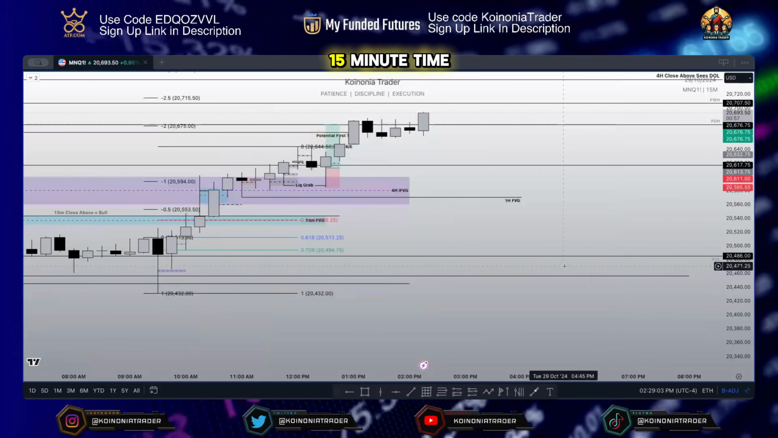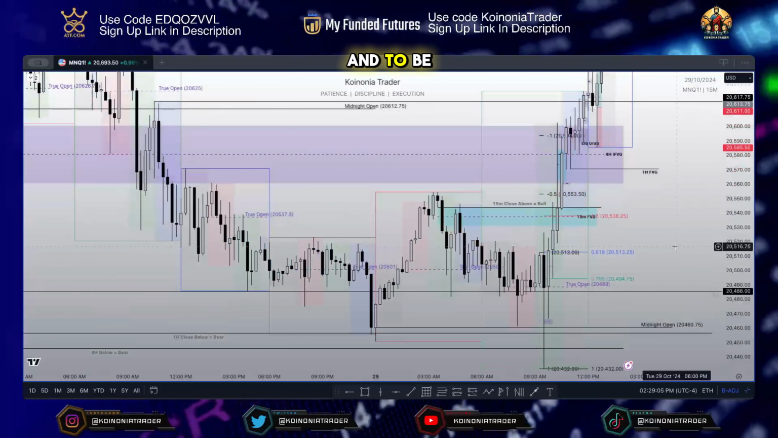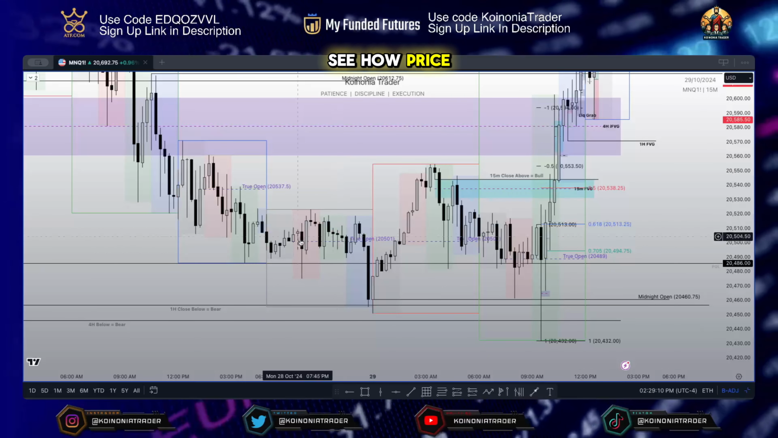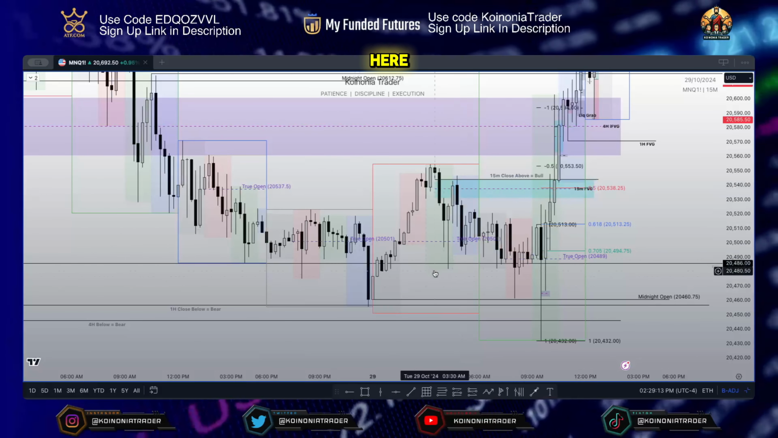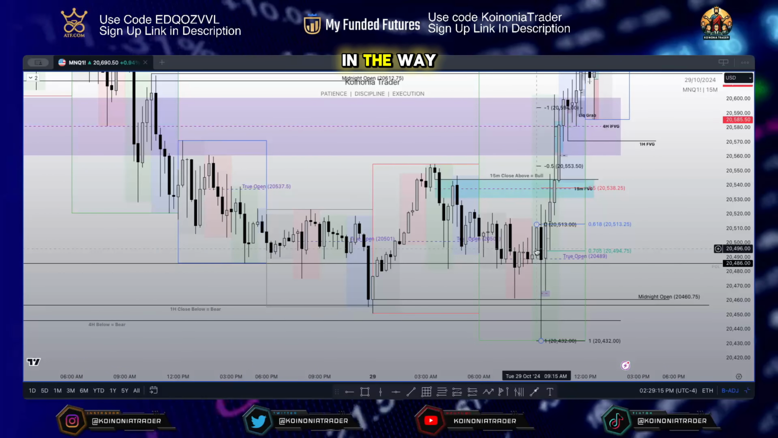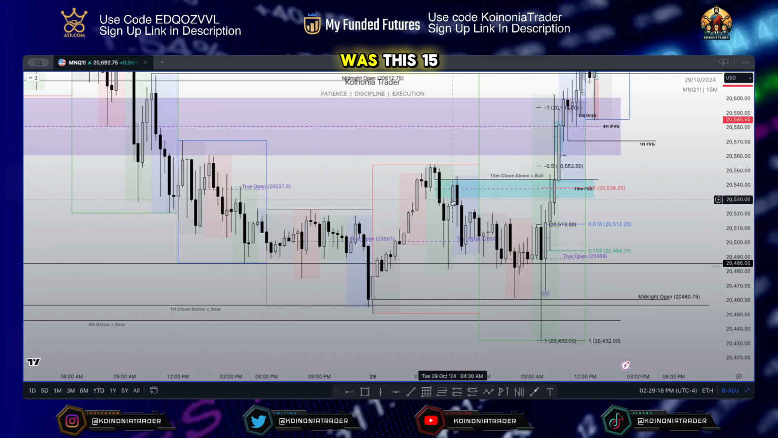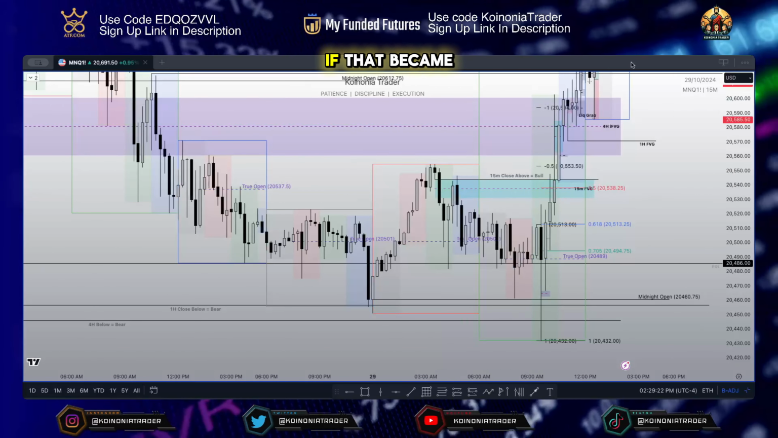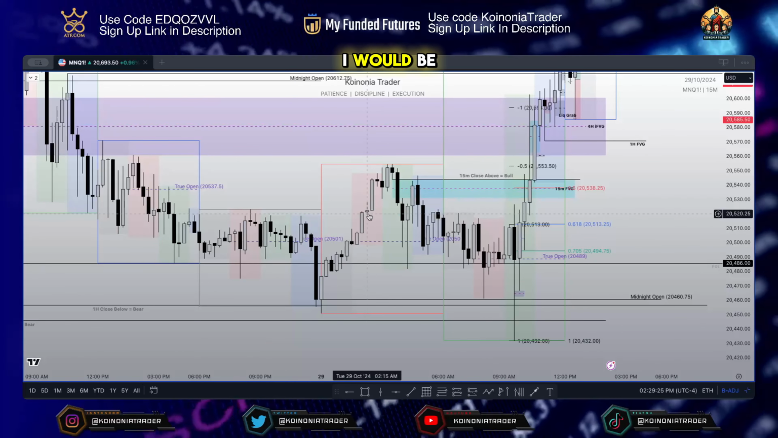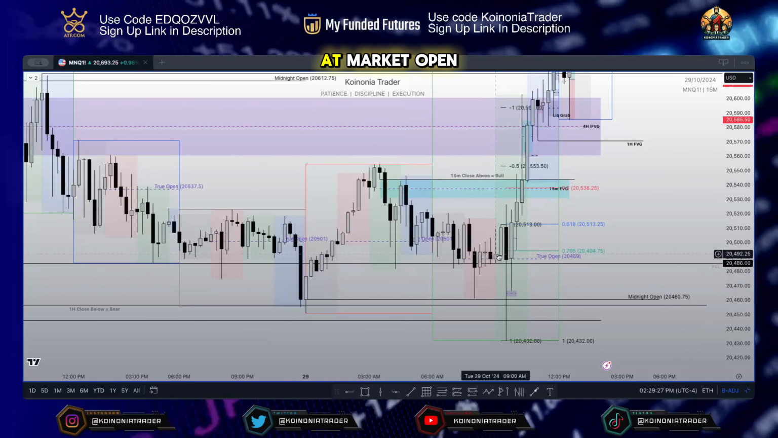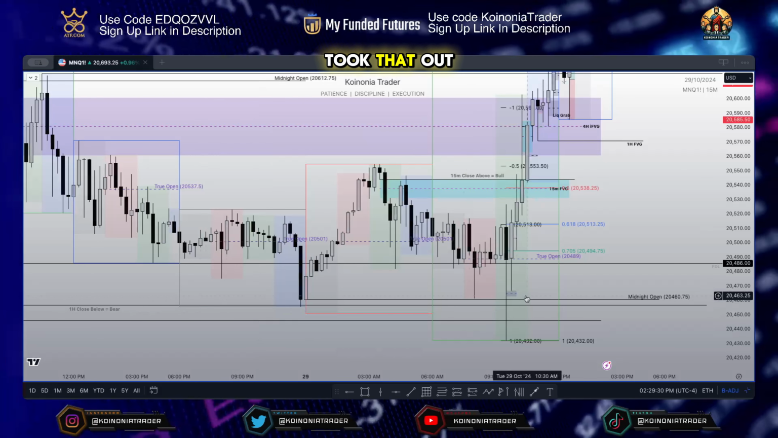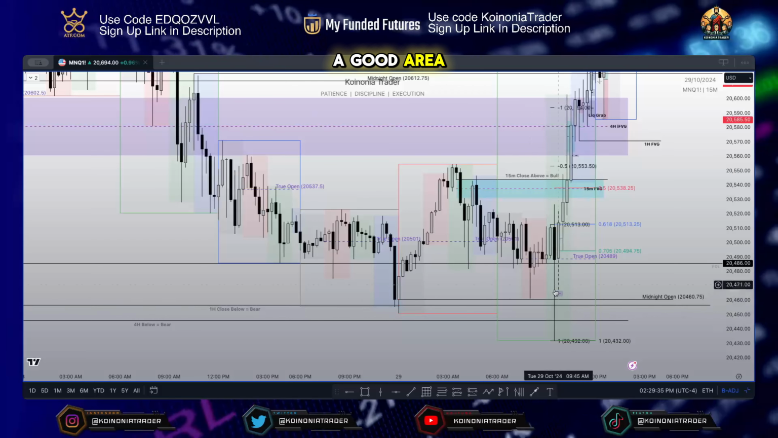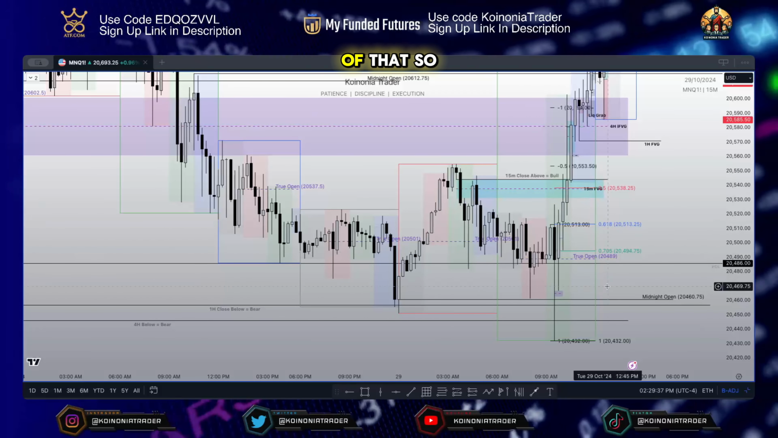I dropped down into the 15-minute time frame as well, and to be able to have a bullish bias overall, I wanted to see how price was going to act within this area here. The only thing that I saw in the way of me being bullish was this 15-minute candle, and I wanted to see that become inverted. If that became inverted, then yes, I would be bullish. And especially because at market open, we wicked below, took that out, and then we started to come on up. And that was right under midnight open. So that was a good area to see that we bounced off of that.